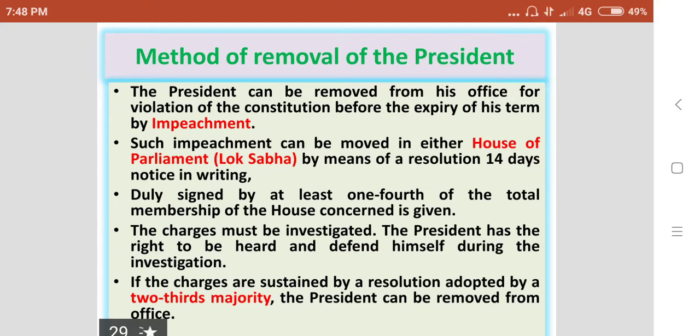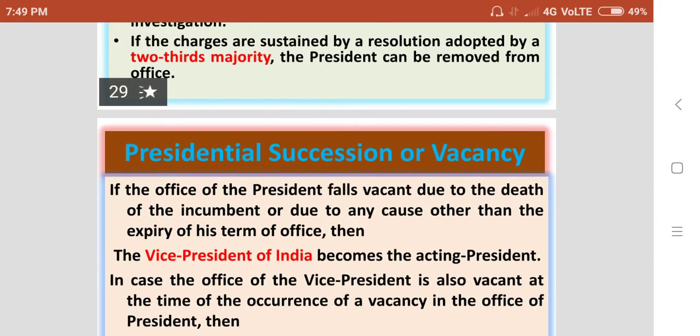The President has the right to be heard and defend himself during the investigation. He need not go to an advocate to argue in his favor. So he has the right to defend himself during the investigation. If the charges are sustained by a resolution adopted by a 2/3 majority, the President can be removed from his office. So, this is the method for his removal.